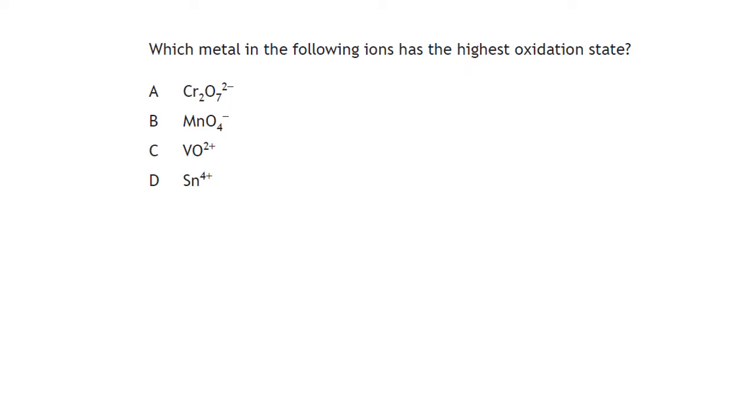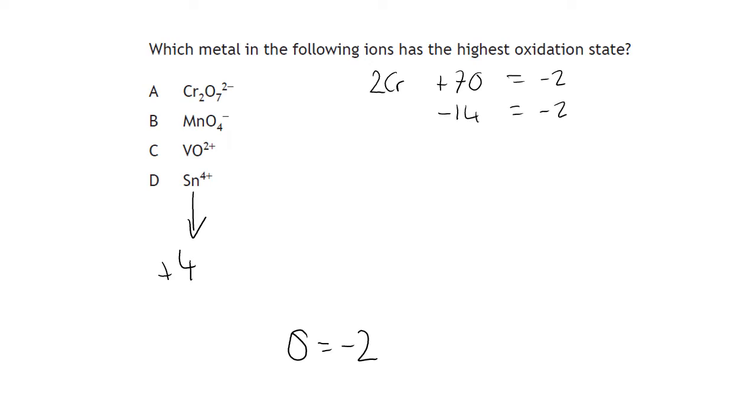In this one, we are looking at oxidation states, and we're looking for which metal has the highest oxidation state. The first one that we can easily work out is tin. It has an oxidation state of plus 4 because that's the only thing we've got. In all of the other ones, we have oxygen, and oxygen is always negative 2. So for our top one, we've got 2 chromium plus 7 oxygen adds up to negative 2. That's 7 oxygen, which is minus 14, equals minus 2. So our 2 chromium is going to be 12. Sorry, I fell over in the equation. So chromium is going to equal 6.